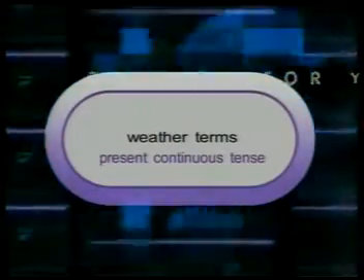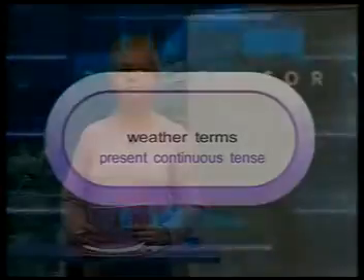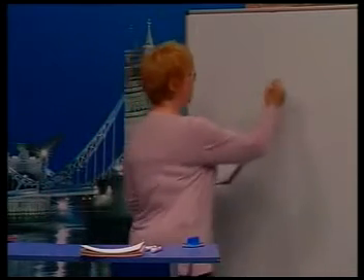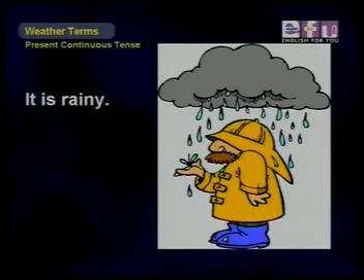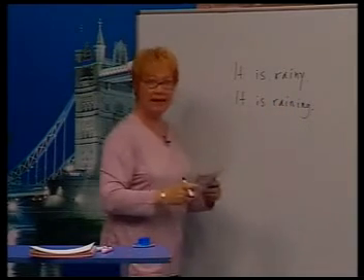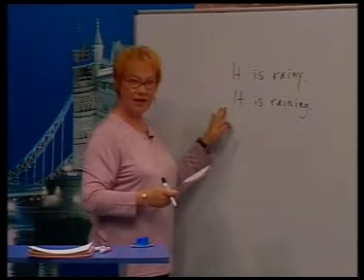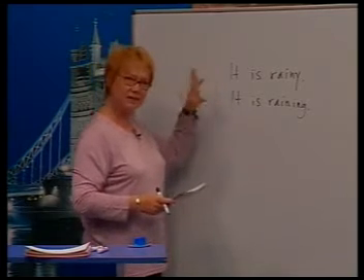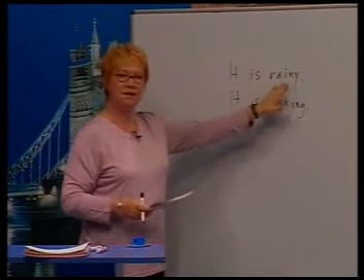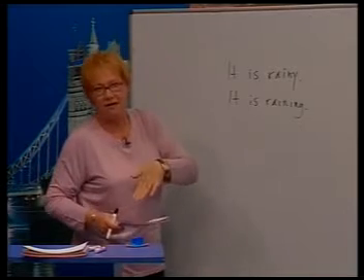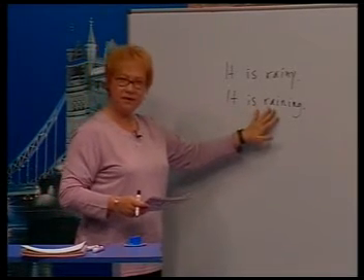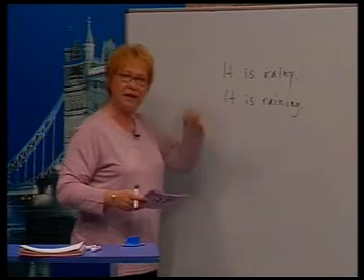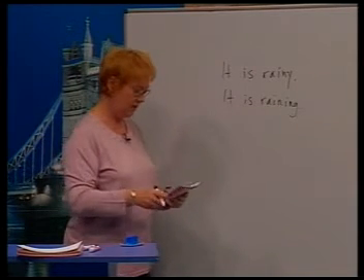Weather terms, present continuous tense. Now, let's talk about these sentences. First, it is rainy, and it is raining. Okay, now they're a little bit different. This one means it rains, it stops. This one means it is raining now. All right? So they're a little bit different.